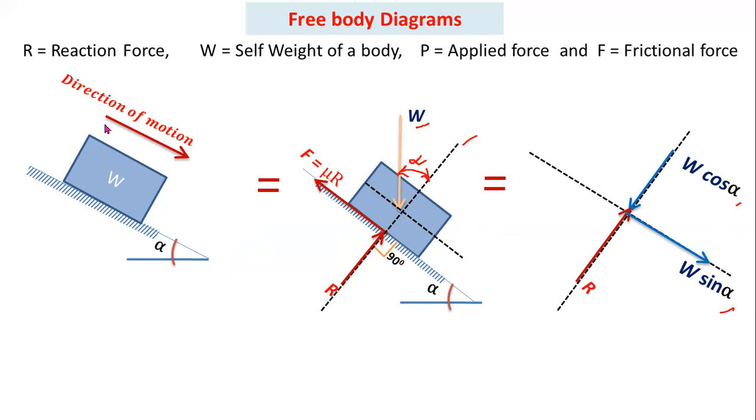Here the direction of motion is downward. So the direction of frictional force is upward along the inclined plane. So you have to consider this friction force on this parallel reference axis. This is the direction of a friction force. Now you have to consider these four forces for determining the unknown values. This is the free body diagram for this condition.